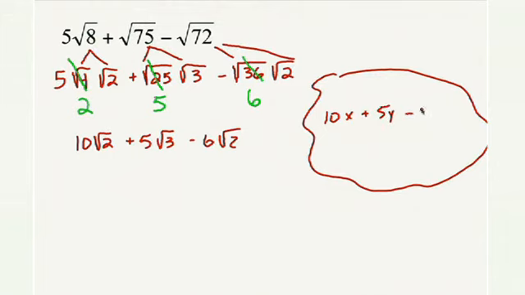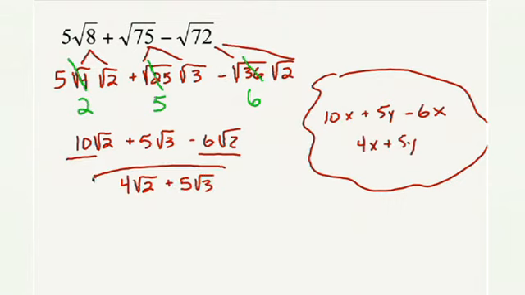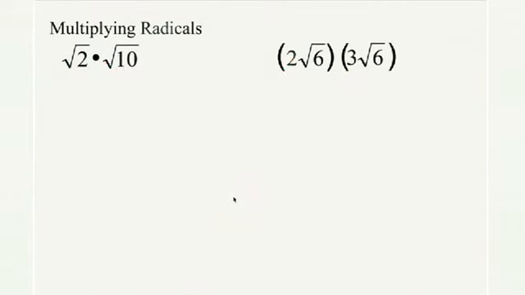This is kind of like 10x plus 5y minus 6x. Now, I think you know that that y term you can't do anything with, but the two x's you can combine and make 4x and then carry down your 5y. Same principle here. We will combine these two. That'll give us 4 square root of 2, and then carry down the 5 radical 3. And that is your final answer. All right, so finally all that leaves now is multiplication of radicals, so let's look at that.